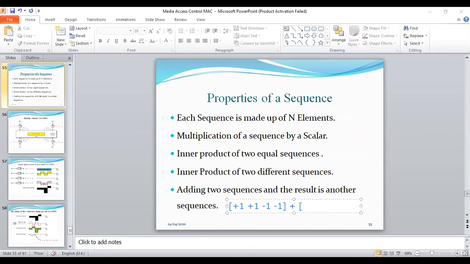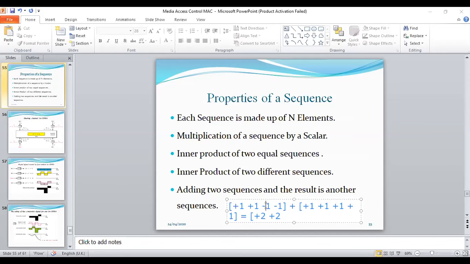Then you take another sequence, for example, plus one. Now you add these two. What is the value you are going to get here? The resultant sequence you are supposed to get is plus two, then again plus two. This and this, you need to add. How much do you get? Plus two. Now the second element, plus one and plus one, you add it and it becomes plus two.